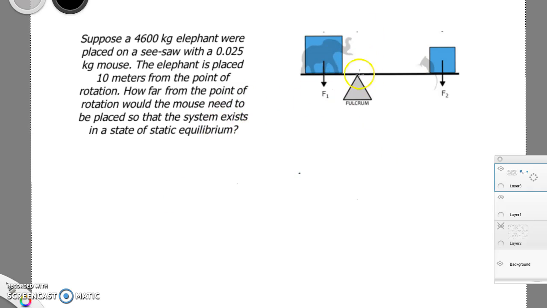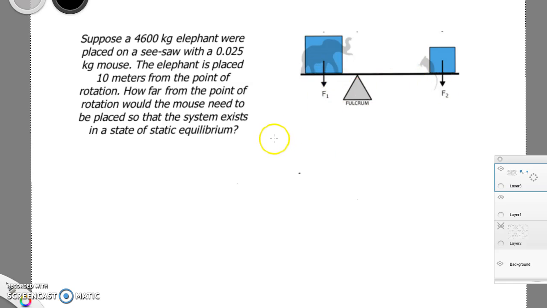We have a seesaw here with an elephant on one side and a mouse on the other side, and we want to know how far away the mouse would need to stand to balance out the elephant. Okay, we have the mass of each of them. Okay, we have the radius of the elephant. Okay, and we can actually go ahead and figure out that distance for the mouse.